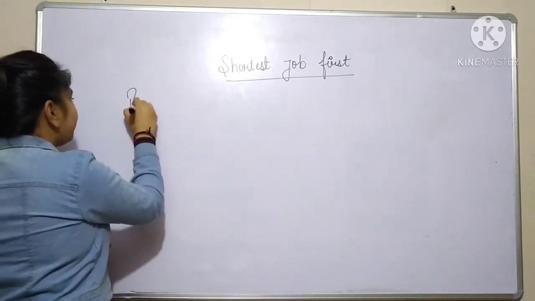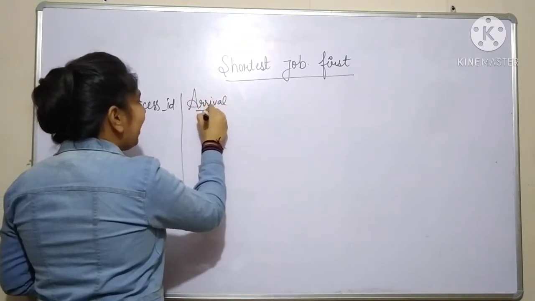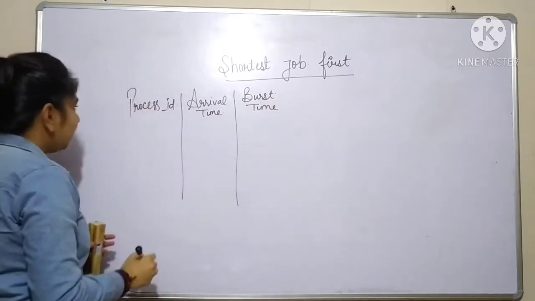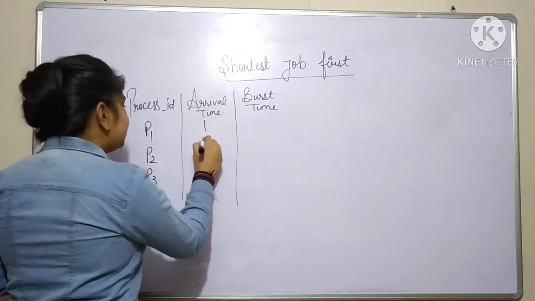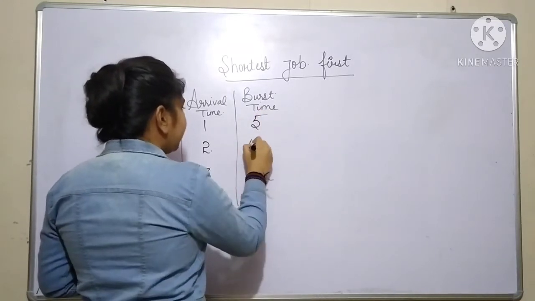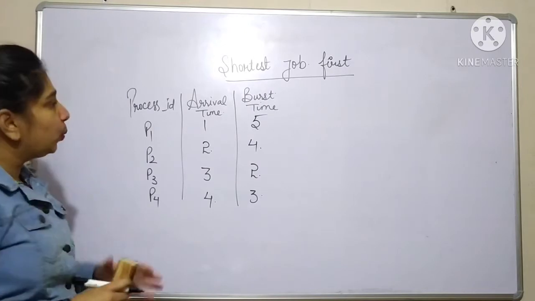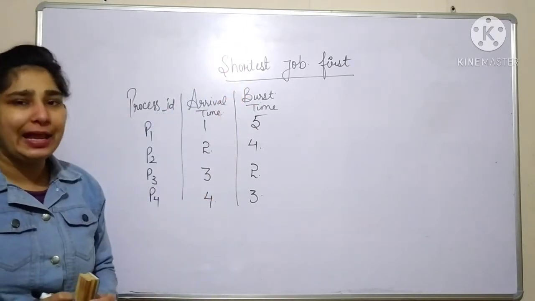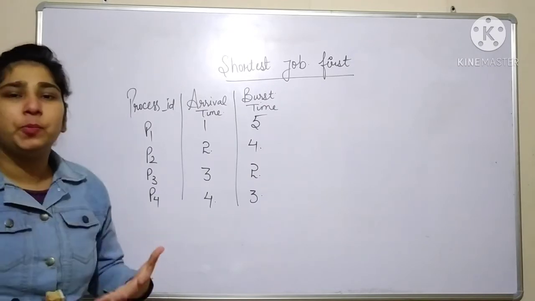Let's suppose we have process ID, arrival time, and burst time, or CPU time. The process IDs are P1, P2, P3 and P4. Their arrival times are 1, 2, 3 and 4. And let's suppose the burst times are 5, 4, 2, 3. So this is our problem. We have to give this input, and we will apply the shortest job first algorithm. It is going to give us the output: how much waiting time and how much response time we are getting.